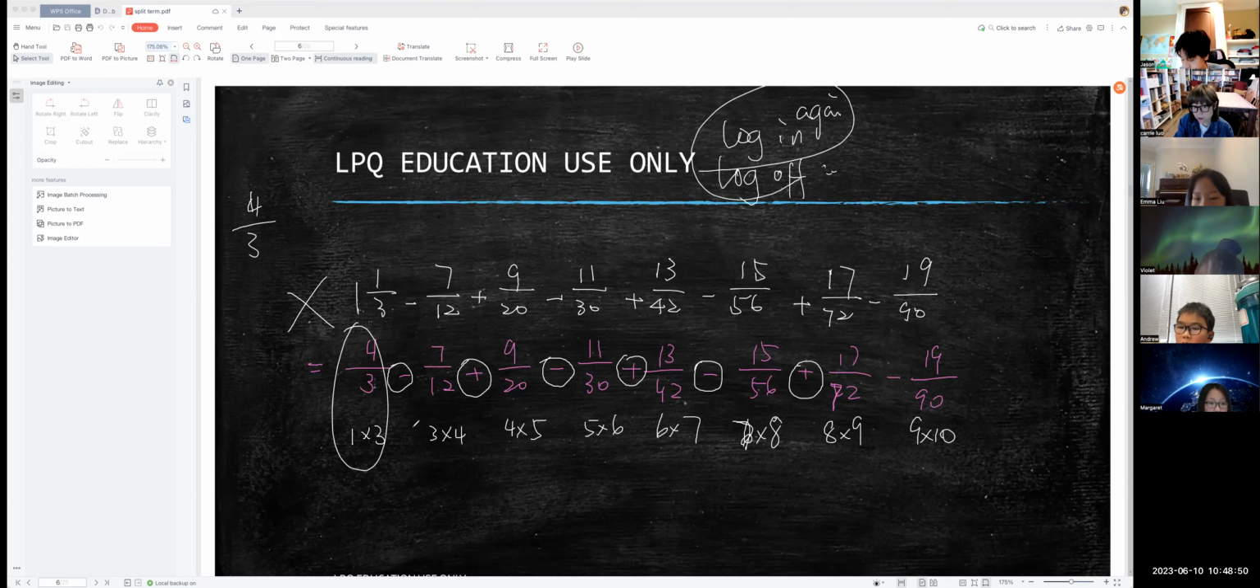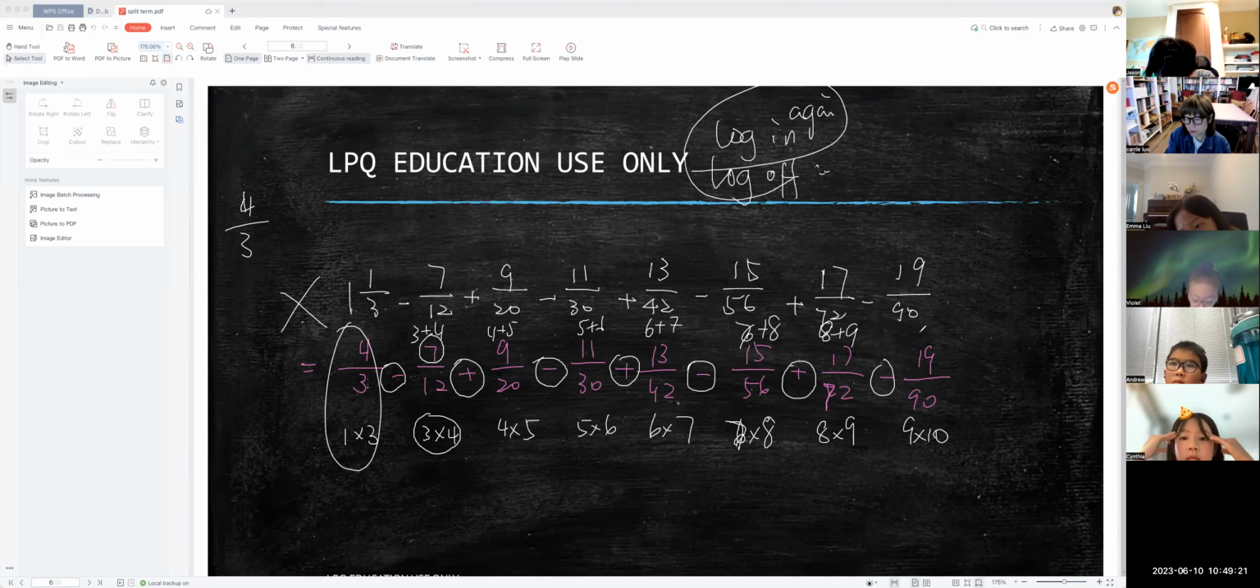Okay, so let's take a look at this one. This one is negative, positive, negative, positive, negative, positive, negative. So this is something different, right? Okay, so what can we do? Everybody, if you take a look at this one, 3 times 4 equals what? 3 plus 4, 4 plus 5, 5 plus 6, 6 plus 7, 7 plus 8, 8 plus 9, and 9 plus 10. Correct, everybody?